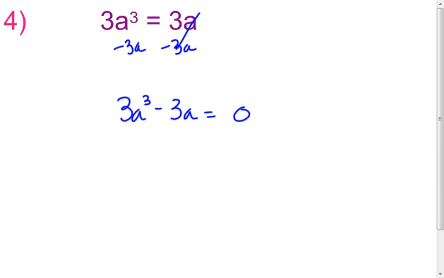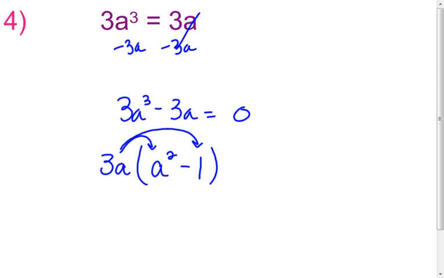The next step is to see what you can factor out. So in this case, I can factor a 3 out, and I can factor an a out. Okay? So I need to figure out 3a times what is a squared, and 3a times a squared gives me 3a cubed. 3a times negative 1 gives me negative 3a. Okay, so now you're going to look.